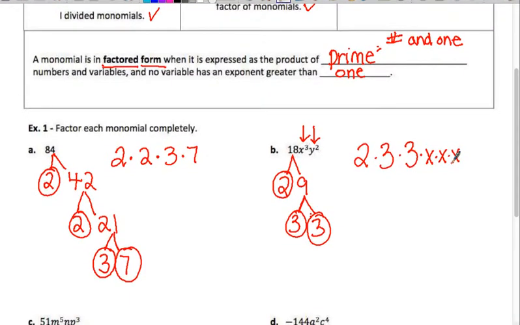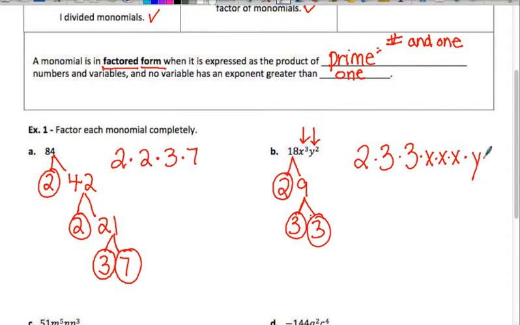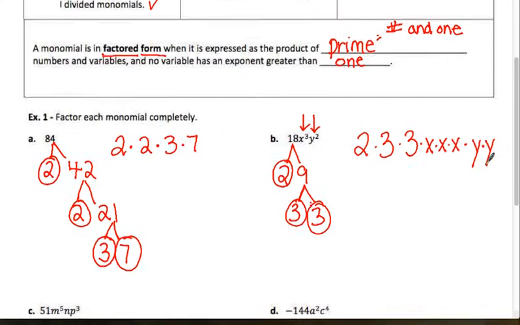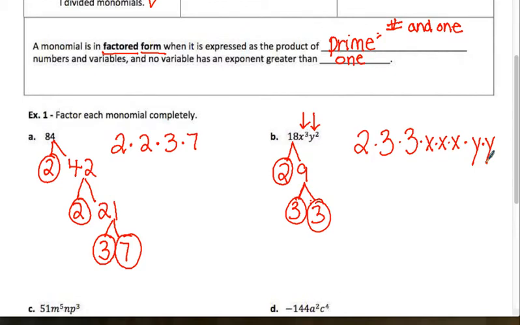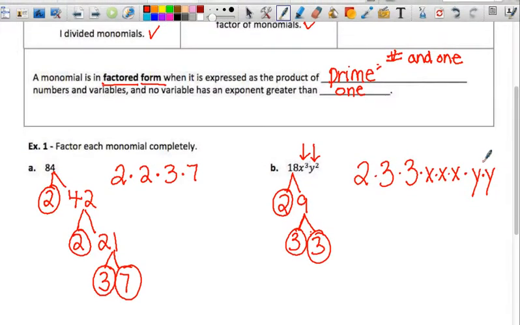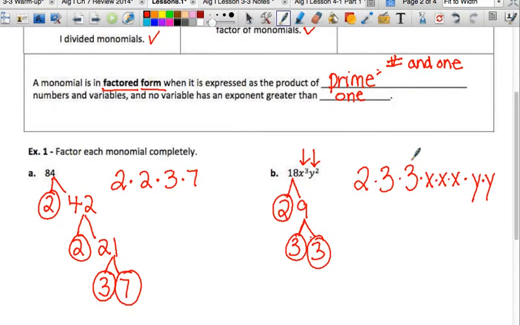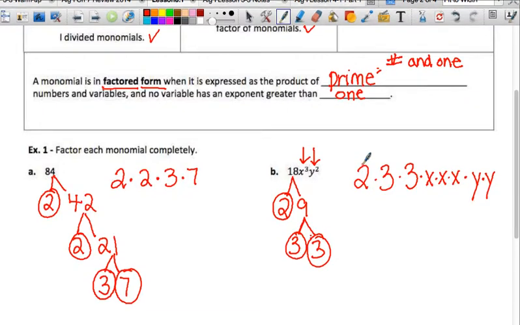So that's the 3 x's. And then how many y's does it tell us are there? 2 y's are being multiplied as well. So now we have a prime factorization of this monomial because none of our exponents has a number greater than 1. These are all 1 if I put them in here. And then these numbers here are all prime numbers.